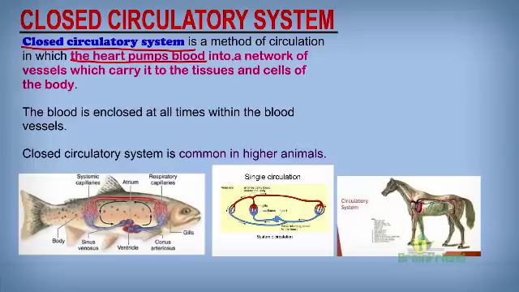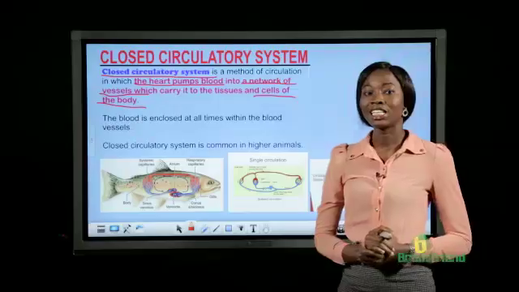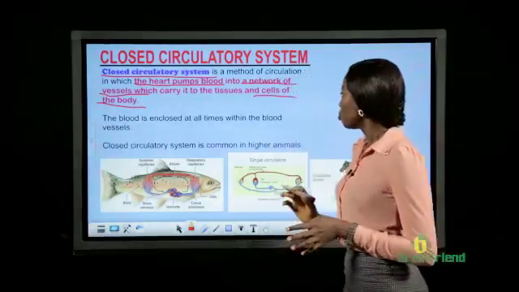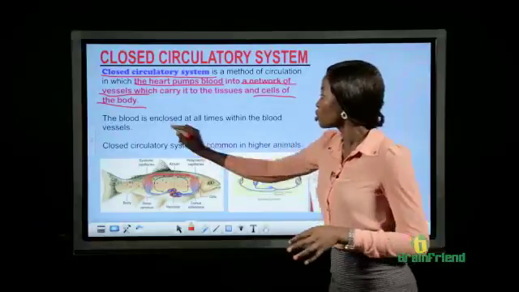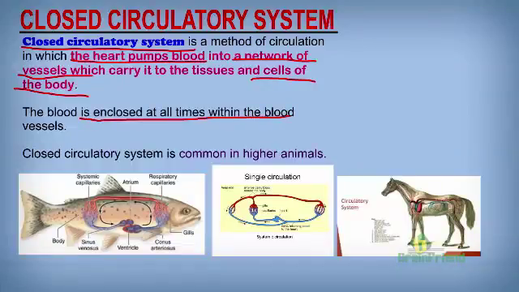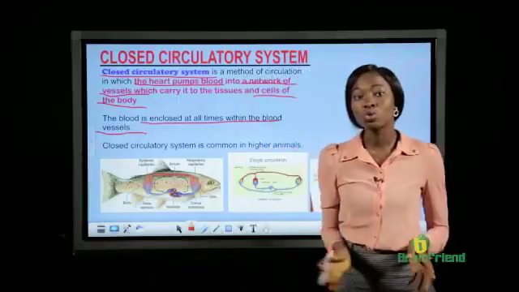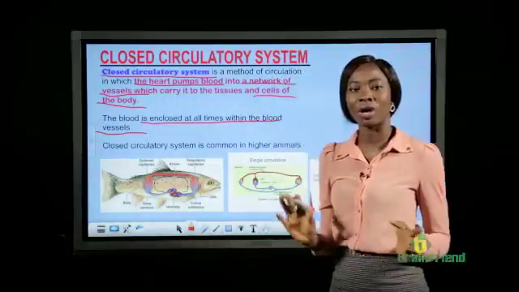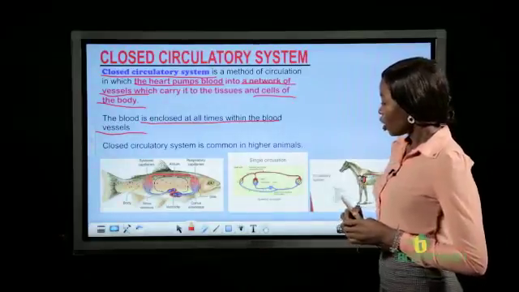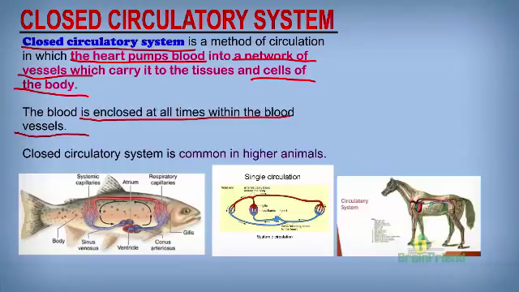This blood is pumped into a network of vessels, and the vessels transport this blood to the various cells and tissues of the body. So in a closed circulatory system, the blood is entirely enclosed within blood vessels. It is not opened into hemocoels or cavities or empty spaces. Closed circulatory system is commonly found in higher animals, and the least animals to have it are the fishes. You could see the blood does not open into any empty space.